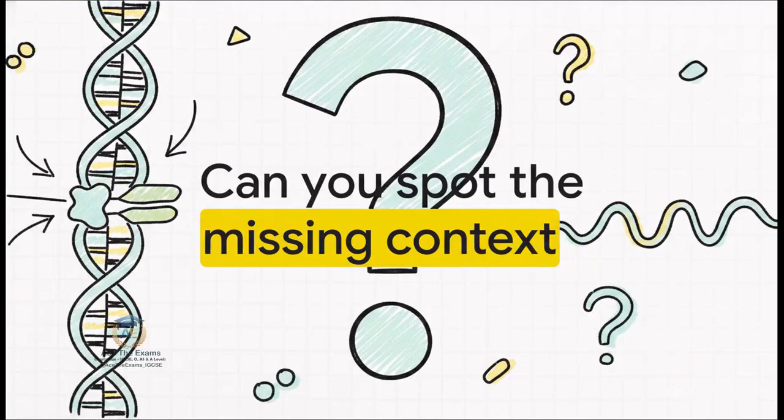All right, let's actually put this framework to the test. Imagine you're presented with this experimental observation. RNA polymerase binds to DNA, creating an mRNA strand. Just pause for a second and think about it. Can you spot the fatal error here? What is the missing context in this seemingly correct scenario?